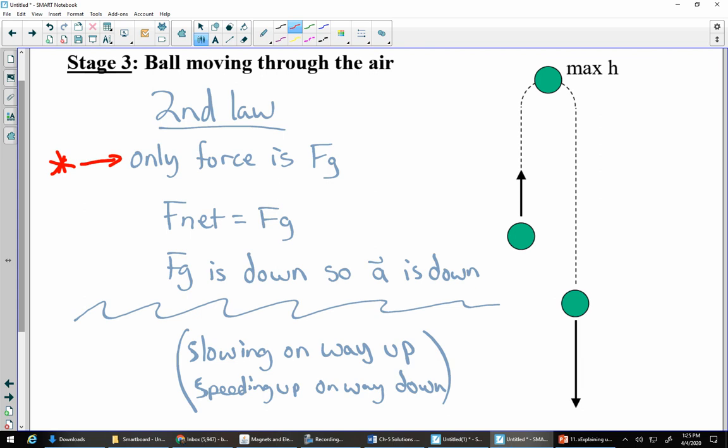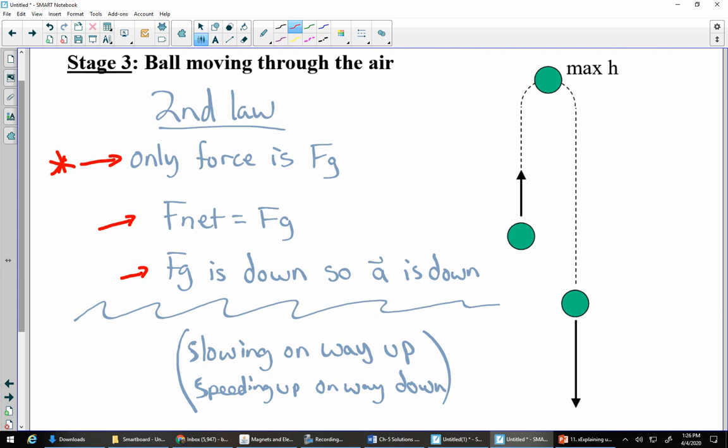But the only force that's acting on it is still gravity. Inertia is not a force, right? It's just a property of matter. So if the only force that's acting on it is the force of gravity, that means that my net force is the force of gravity, and force of gravity is down, therefore the acceleration is down as well.